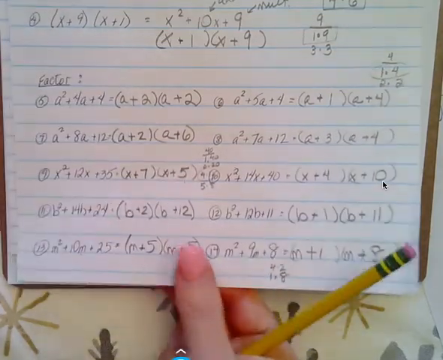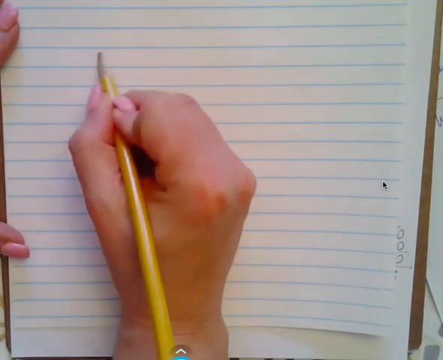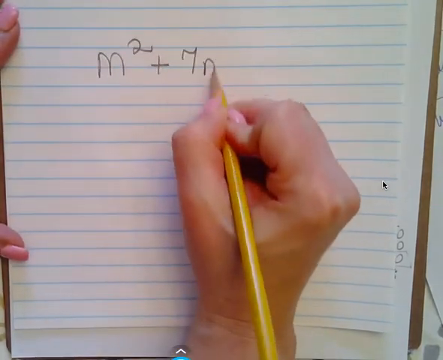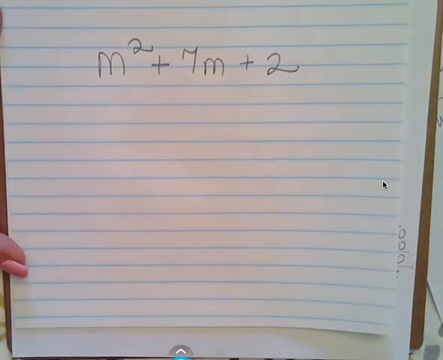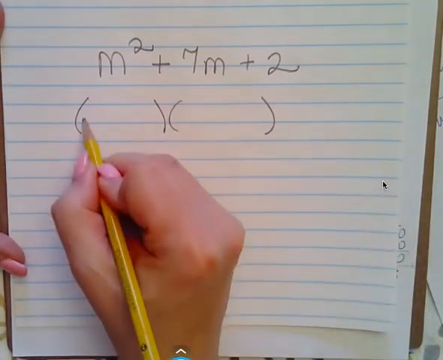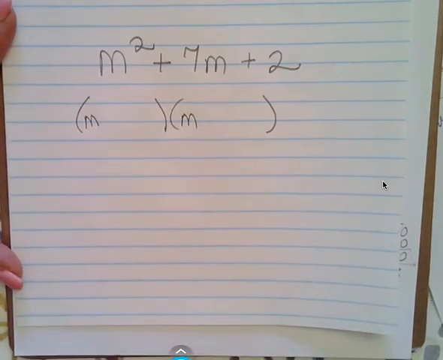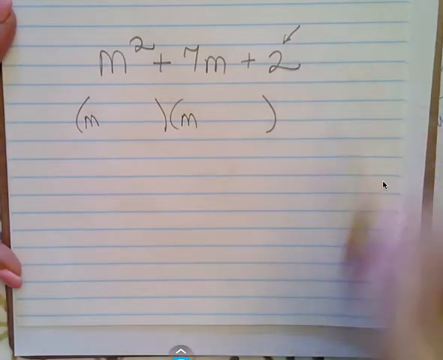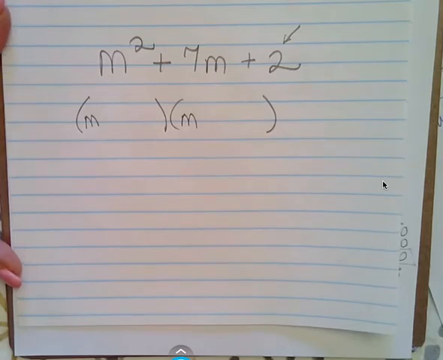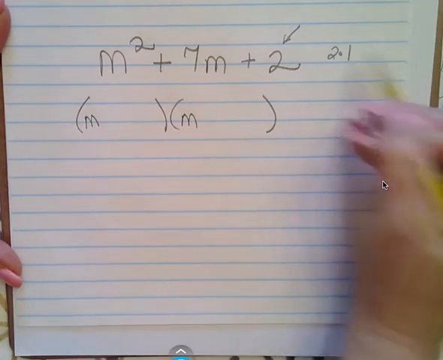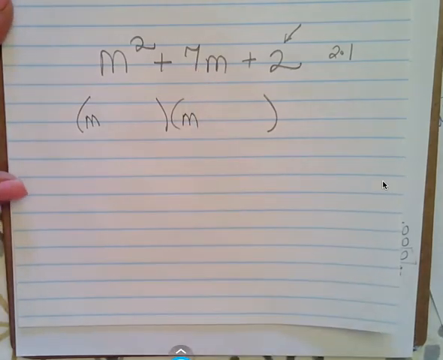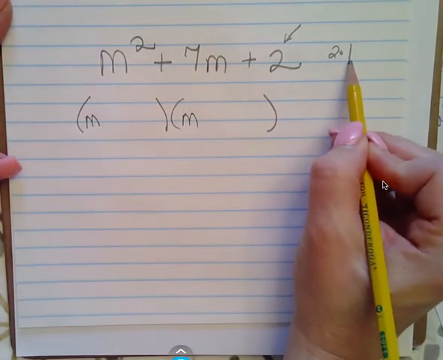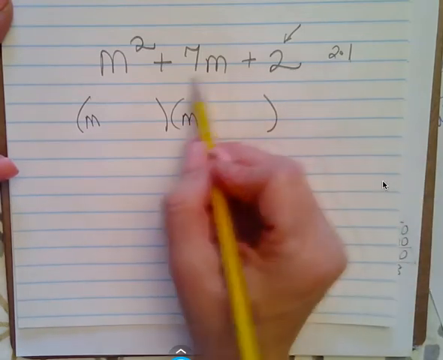Here's the one thing that we need to be careful of. Now that we are done this, well done. What if we had something that looked like this? M squared plus 7m plus 2. Let's go with this. 2 sets of parentheses. I'm going to set myself up for success. M and M. Now, I want two numbers that will multiply to give me 2. Well, all I have is the 2 times 1. But I want numbers that add to give me 7. That's not going to give me 7.